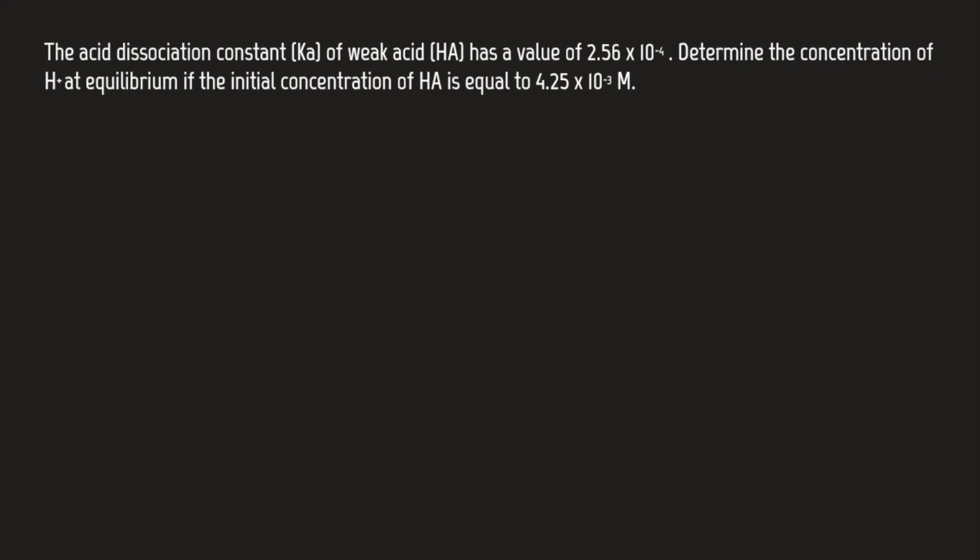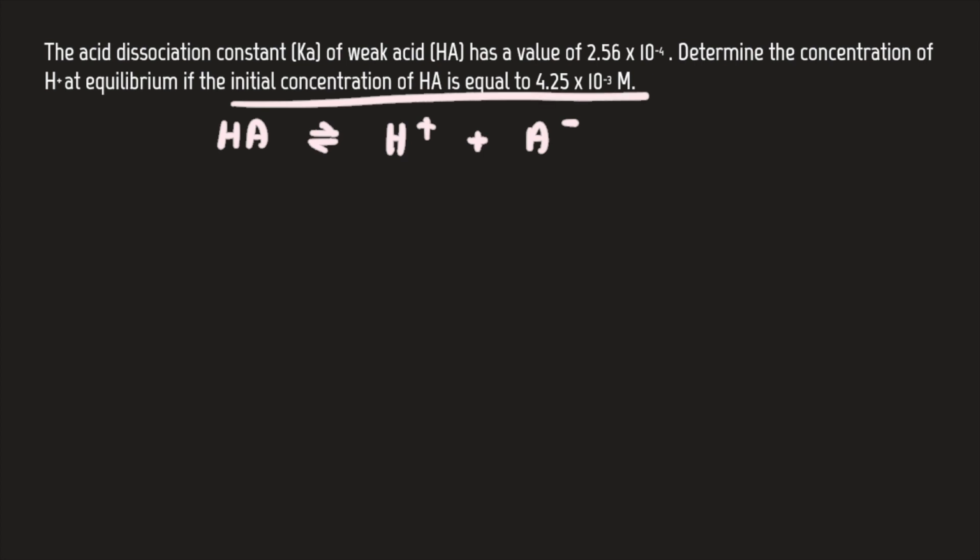Right, so this is a rather straightforward question. First of all, you need to write the equation for the dissociation process. So the acid is HA, so it shall dissociate into H plus and also A minus, right? So it states here that the initial concentration is this. So we are going to do the ICE diagram.